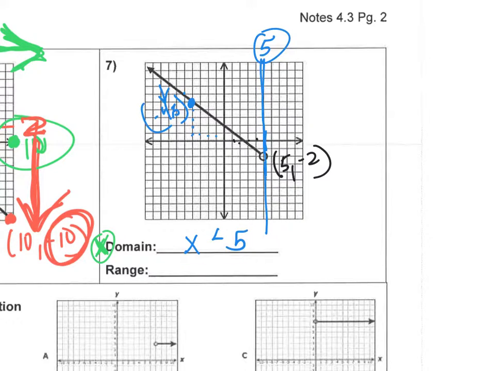The other way to look at it is, here's where it crosses the x-axis. My graph is that way, so it has to be x is less than, because those numbers are getting smaller, because out here is -10 on the x-axis. I don't like the way that's messy, so I'm going to go fix that.